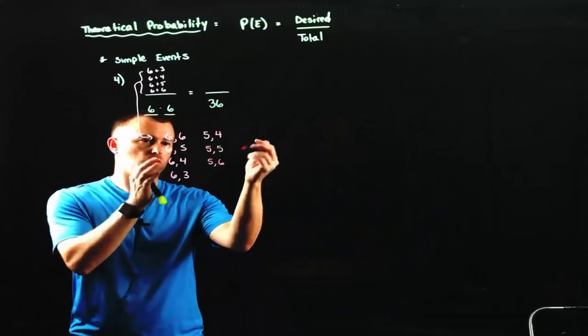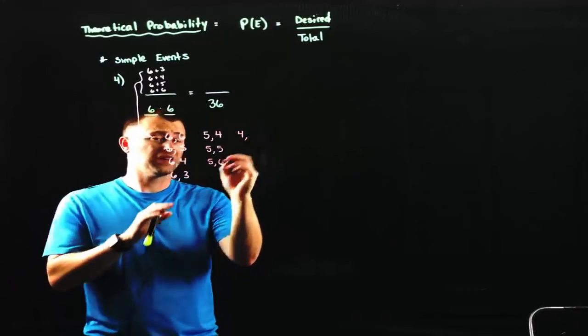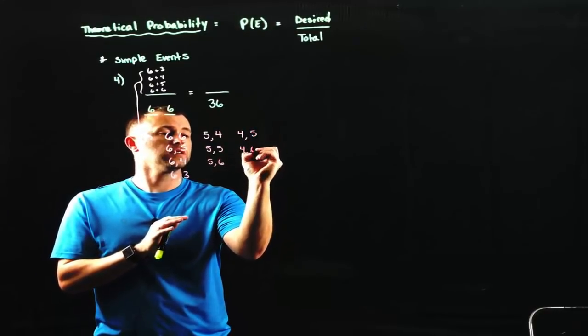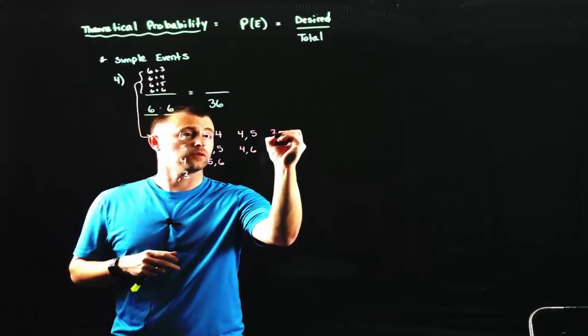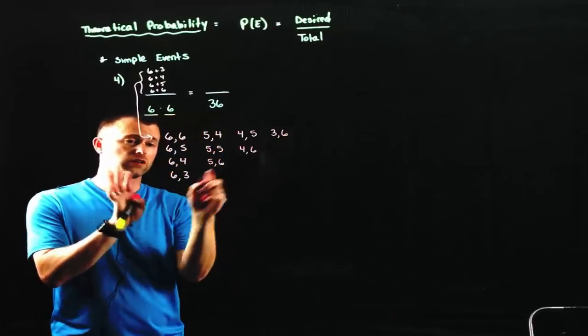Next, I'm going to go with a 4. So let's say I had a 4 first. Here I can get a 4 and I want at least 9, so I'm going to have 4, 5 and 4, 6. And lastly, if I rolled a 3, the only way to get 9, I'd have to roll a 6 the second time around.